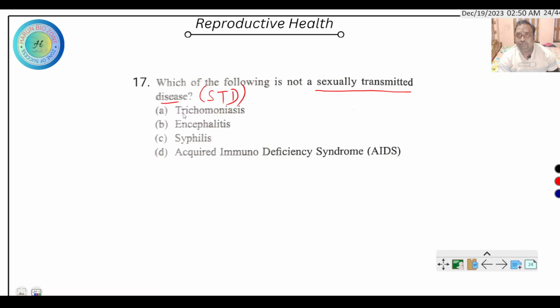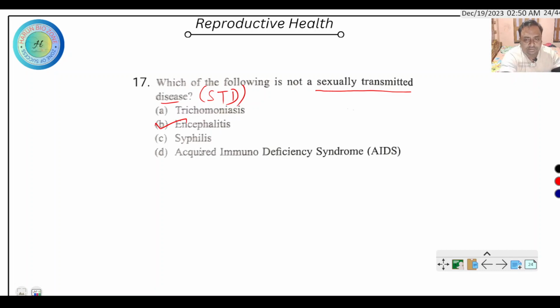Syphilis, caused by Treponema pallidum, is a sexually transmitted disease. Acquired immunodeficiency syndrome, AIDS, caused by HIV, is also a sexually transmitted disease because it spreads through sexual contact. So here the right answer is encephalitis.